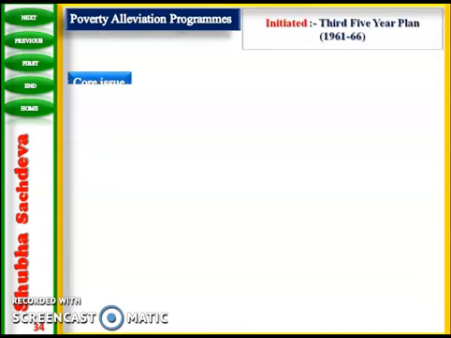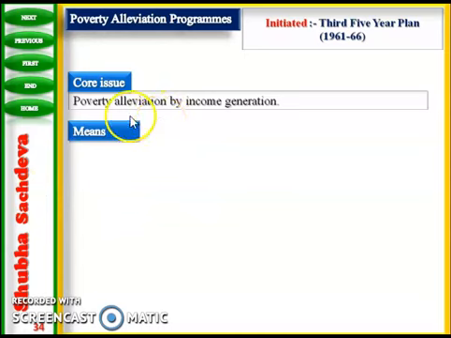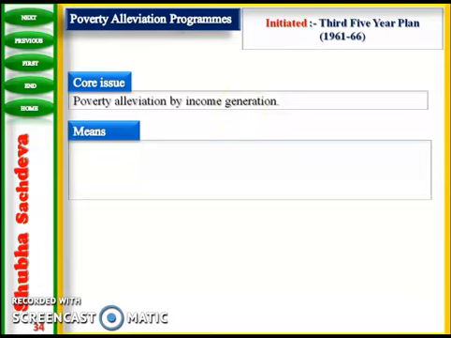Second was the poverty alleviation program. We'll discuss it in depth. The poverty alleviation programs were initiated in the third 5-year plan. The same core issue, the problem, was poverty alleviation by income generation. Generate income for the people, so that money starts coming to them.